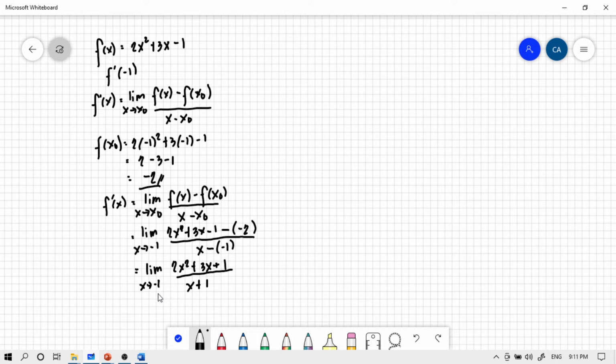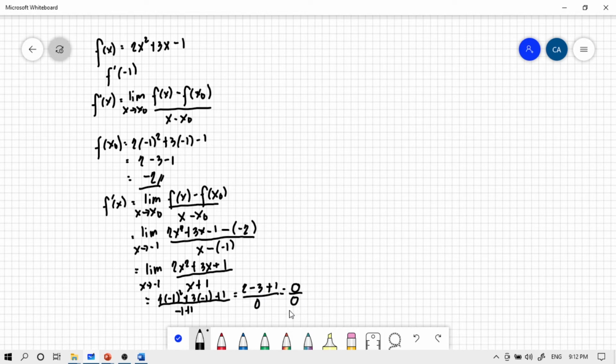Now, let's try to substitute the value of x which is negative 1 sa ating equation. So we have 2 times negative 1 squared plus 3 times negative 1 plus 1 divided by x or negative 1 plus 1. And this is equal to 2 times negative 1 squared, we have 2 minus 3 plus 1. Divided by negative 1 plus 1 is 0. And this is equal to 2 minus 3 negative 1 plus 1, we have 0 over 0.